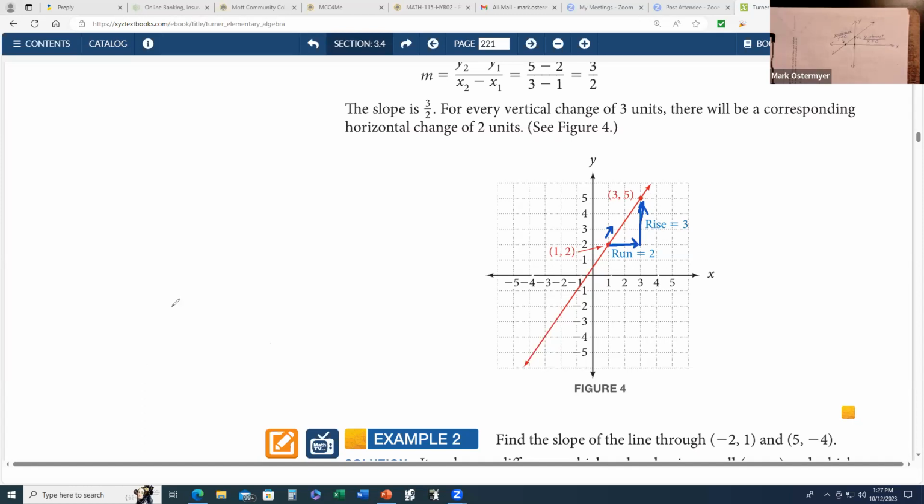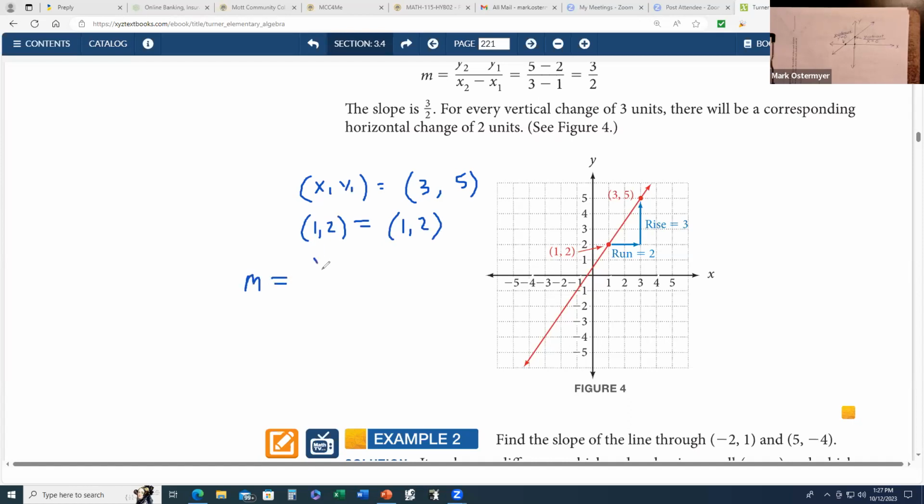Remember, ladies and gentlemen, I said it doesn't really matter which point you call your first and second point here. For instance, what if I designated my first point, what if I called my first point (3, 5), and I designated my second point as (1, 2)? Would I get the same slope? The answer is absolutely yes. It doesn't matter which point you call your first and second point. And to convince ourselves, let's try it out again.